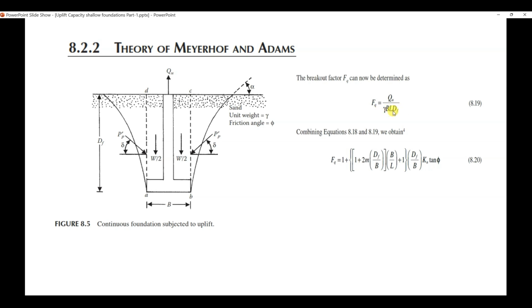So all this data are known to us. The only data we don't know is the Fq, right? Fq is the dimensionless breakout factor as mentioned by the document. The Fq factor can be determined using this formula. Again, you can see that this formula contains Df over B, B over L, Ku, tan phi, and here m. So the only two data we don't know in this formula are m and Ku. All the other data are known to us. Okay, so let's see how we can determine the values of m and Ku. Then we'll be done.